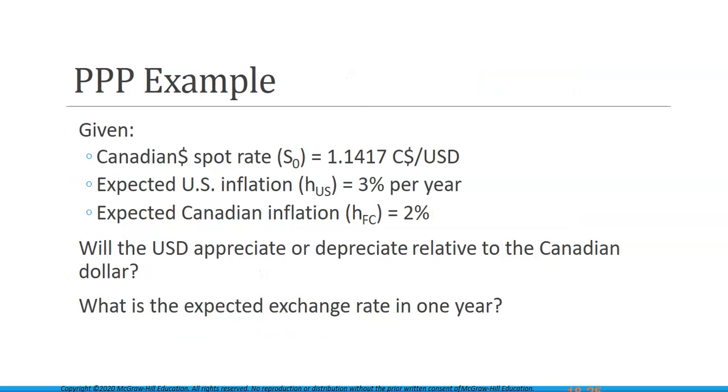So we'll look at this example. We have the current Canadian spot rate is 1.1417. The expected US inflation is 3% per year, and expected Canadian inflation is 2%. So will the US dollar appreciate or depreciate relative to the Canadian dollar? And what is the expected exchange rate 1 year later?